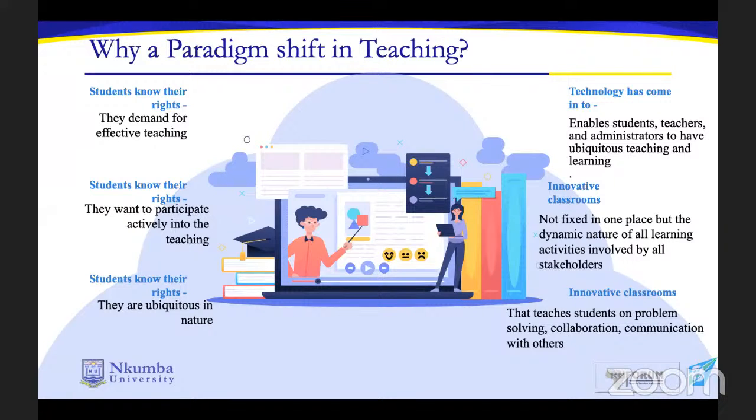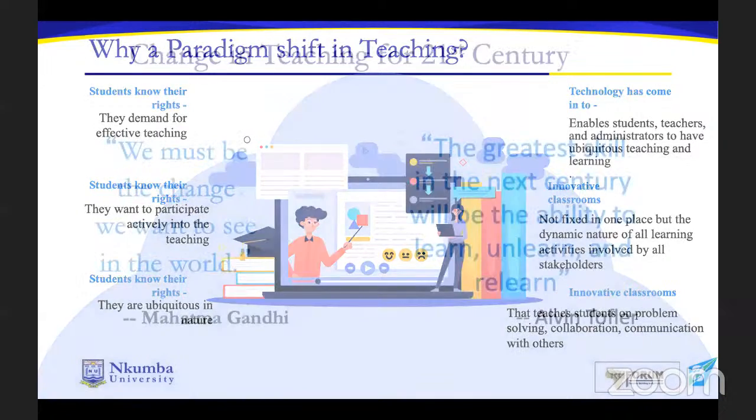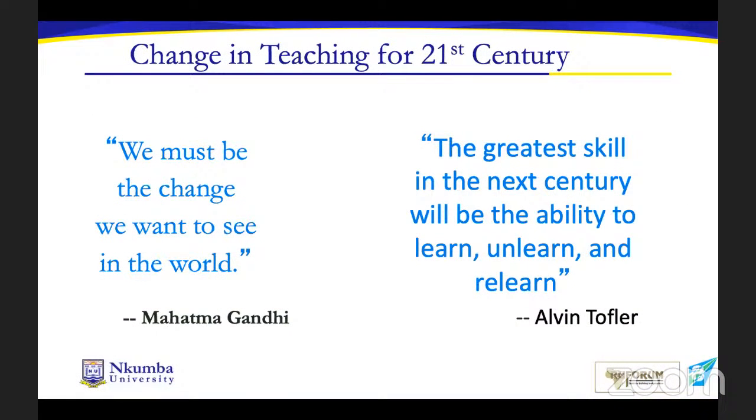So colleagues, coupled with epidemics like we have right now, there is no better time of adoption than right now, because there has been a shift. We have no alternative. There are two people in the world who have been very instrumental. Gandhi once said, "We must be the change we want to see in the world." And Alvin Toffler says the greatest skill in the next century will be the ability to learn, unlearn, and relearn.